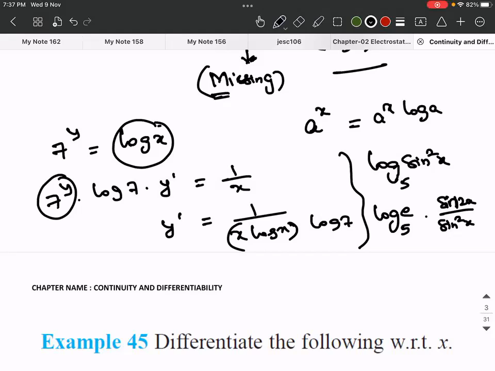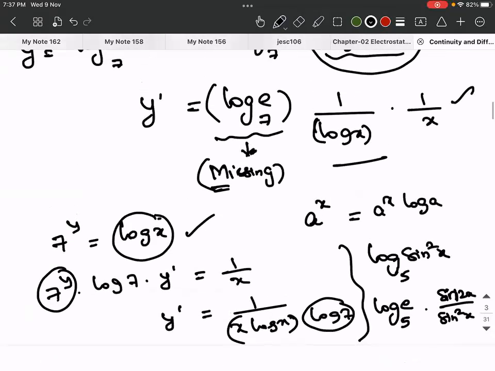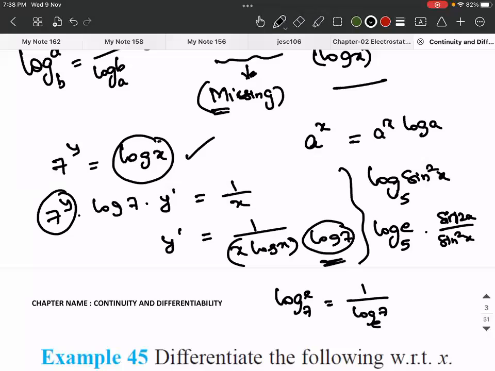See, but one point, was it Kaushik who did it in this method? Yes, sir. For Kaushik, the answer came as 1 by log 7. For us, we got it as log e base 7. But how am I saying both are right? Kaushik, can you tell me why? Log a base b is equal to 1 by log b base a, sir. So if it is log e base 7, it is the same as 1 by log 7 base e. That is why he wrote it as log 7. He didn't put the base e because it is understood that the base is e.